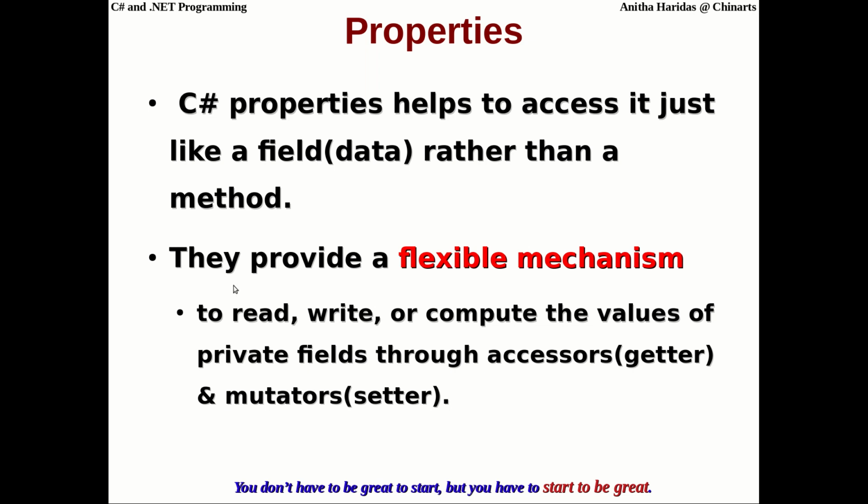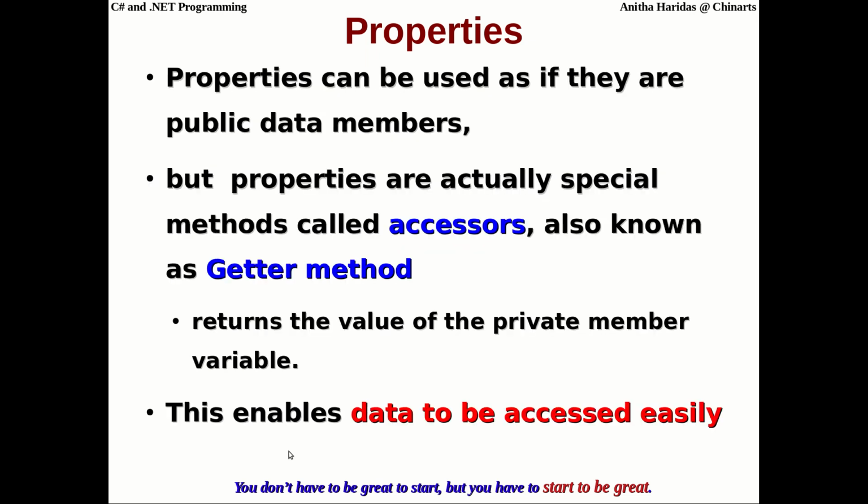So I can say properties provide a flexible mechanism for what? To read, write or to compute the values of private fields through the accessors or mutators. The getter methods are otherwise called accessors. The setter methods are otherwise called mutators.